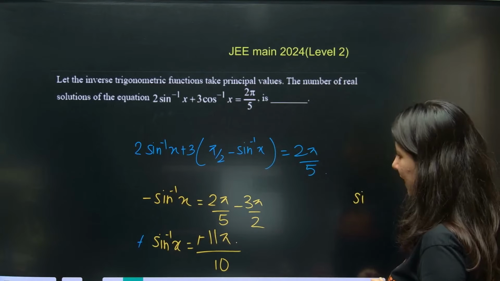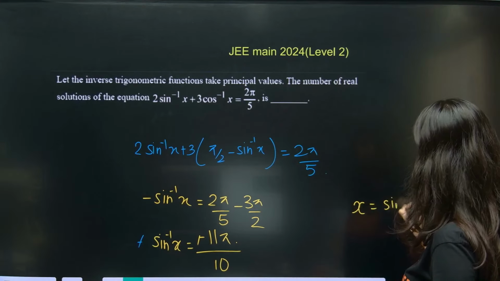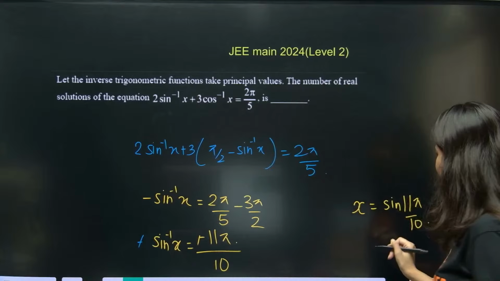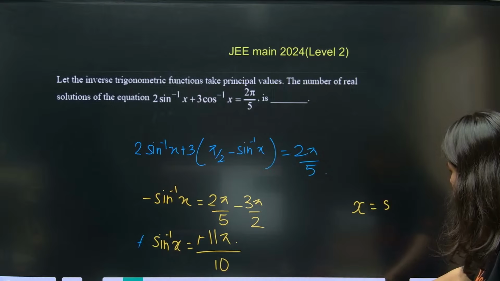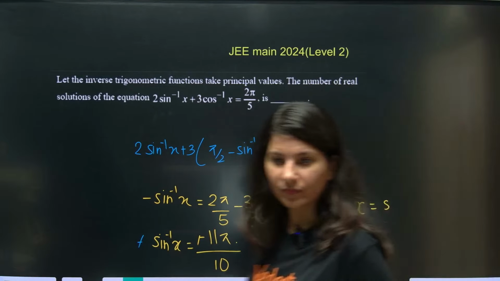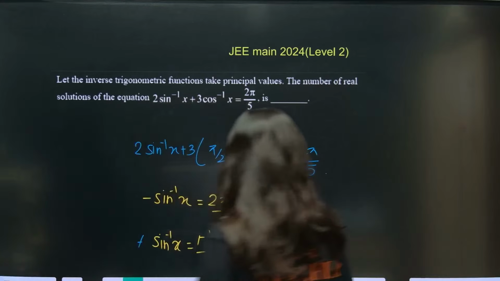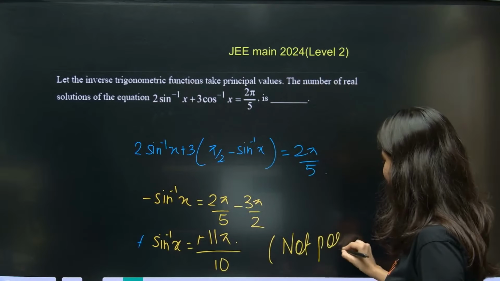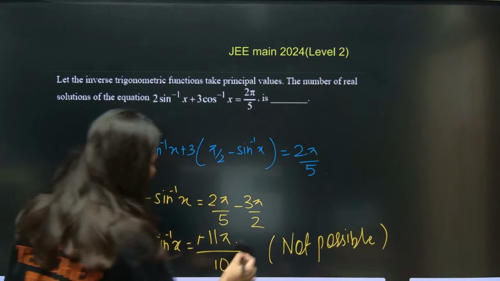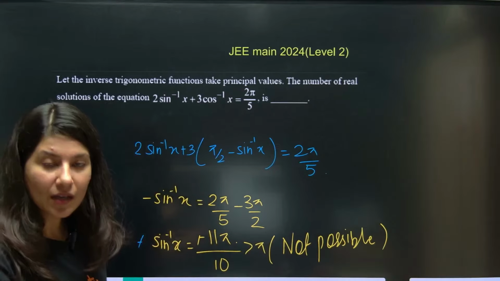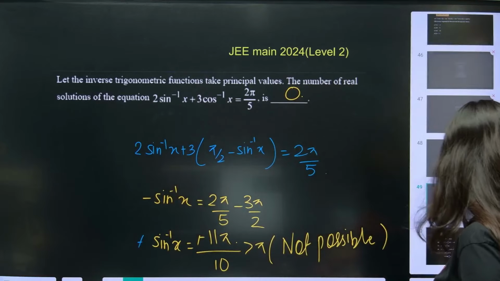Okay, so what is x? Tell me the number of real solutions. x is equal to what? Sin 11 pi by 10. Hold on, how can this be possible? Not possible, bro. Because this is going out of the range. 11 pi by 10 is greater than pi. Sin inverse x can never be greater than pi. So how many real solutions? 0 real solutions. Yes.